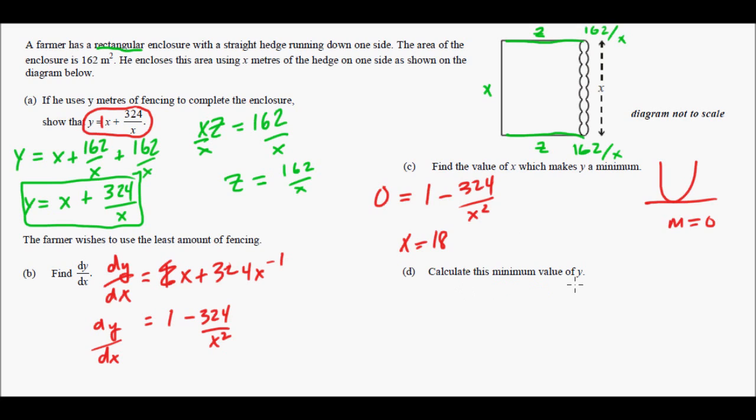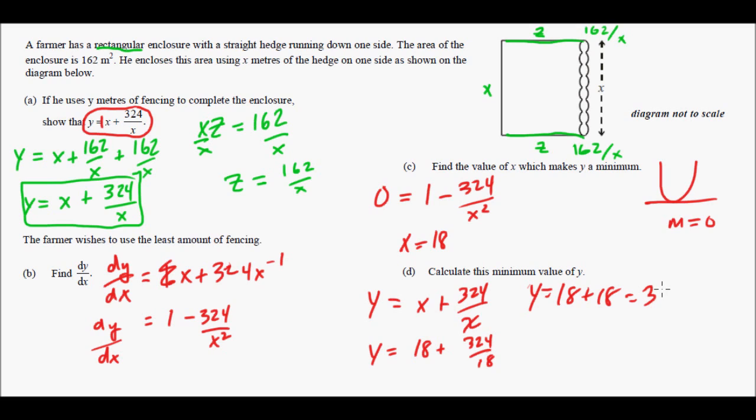Now, calculate the minimum value of y. Again, we can just go back to the original equation: X plus 324 over x. Now, what's x going to be? We'll just sub in 18. So y equals 18 plus 324 over 18. 324 divided by 18 is 18, I think. So y equals 18 plus 18, which is 36. And there's your minimum value. Do not forget to put your units.